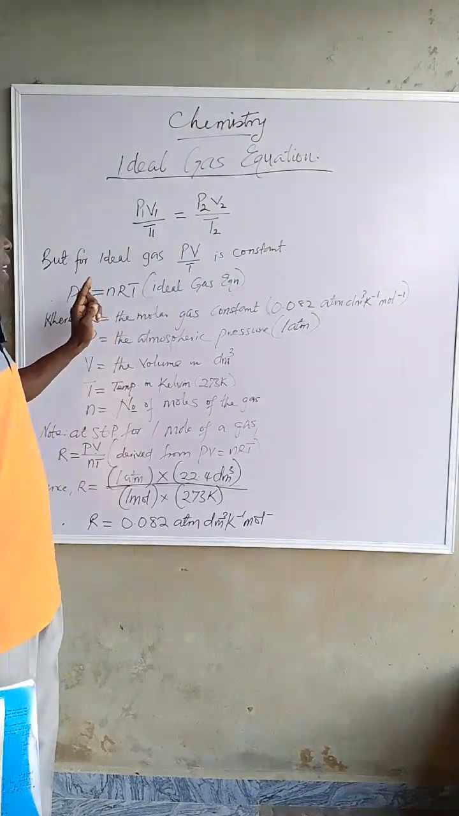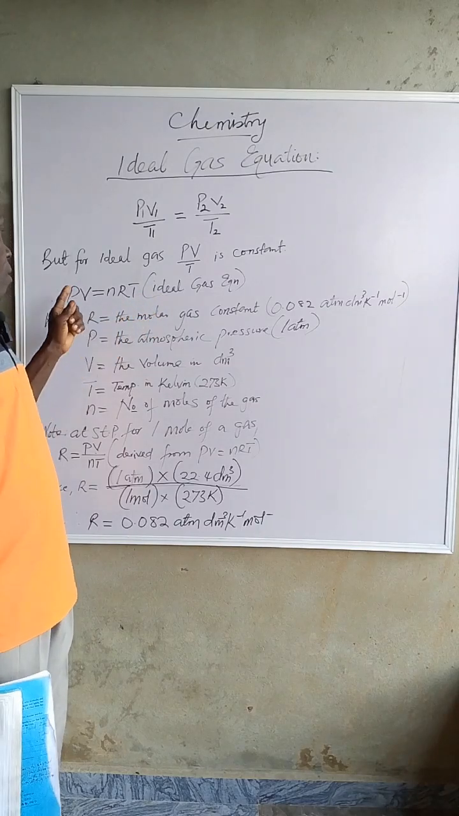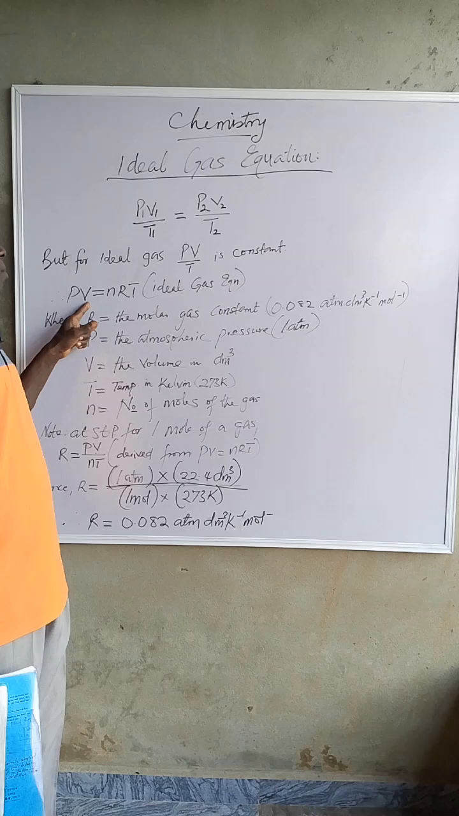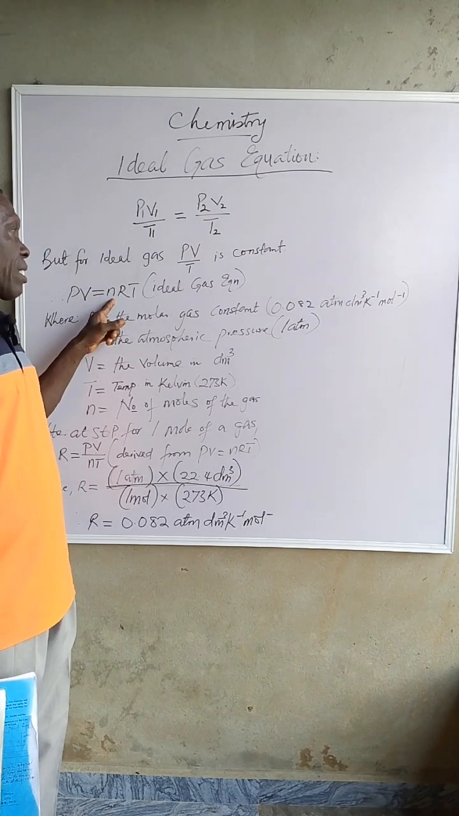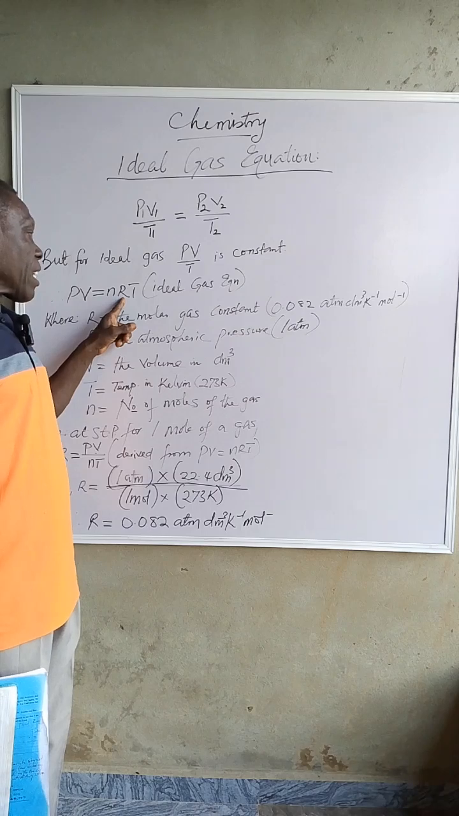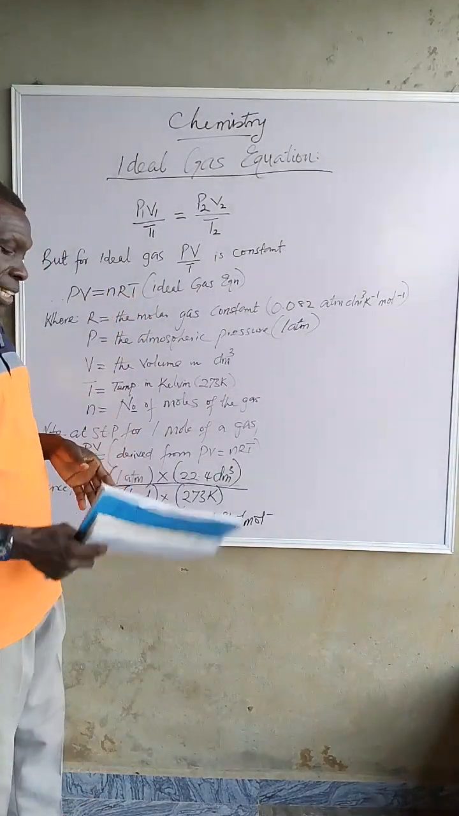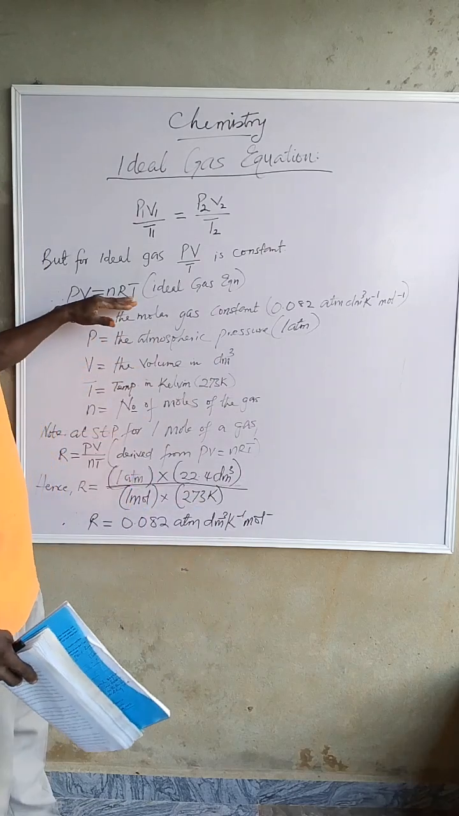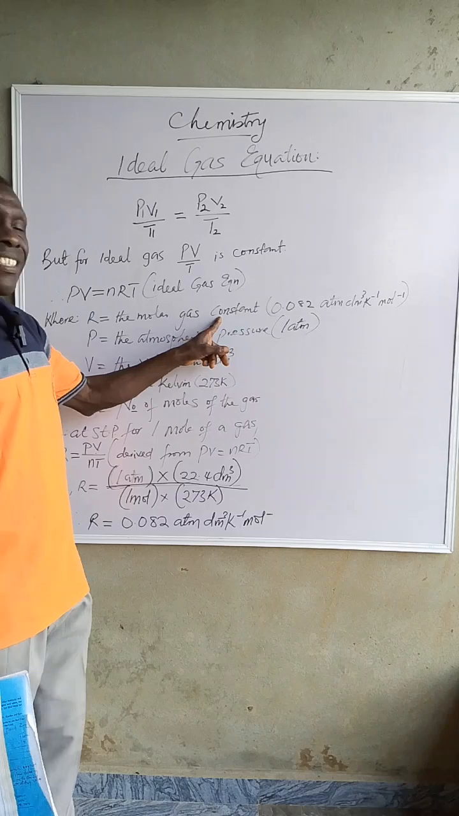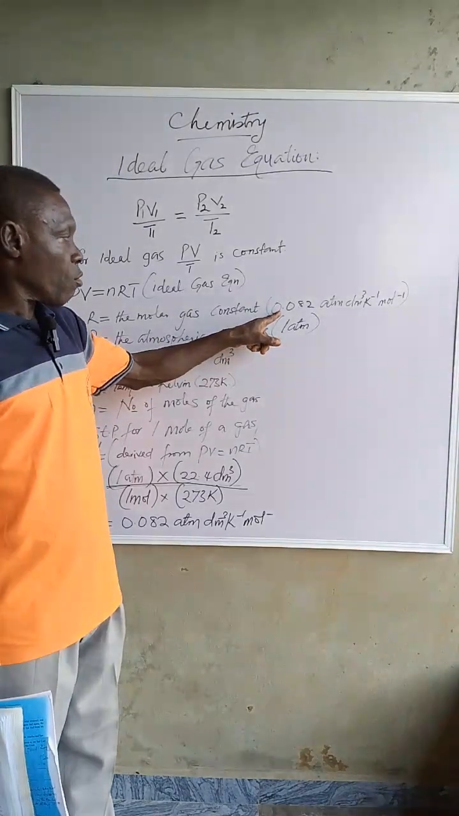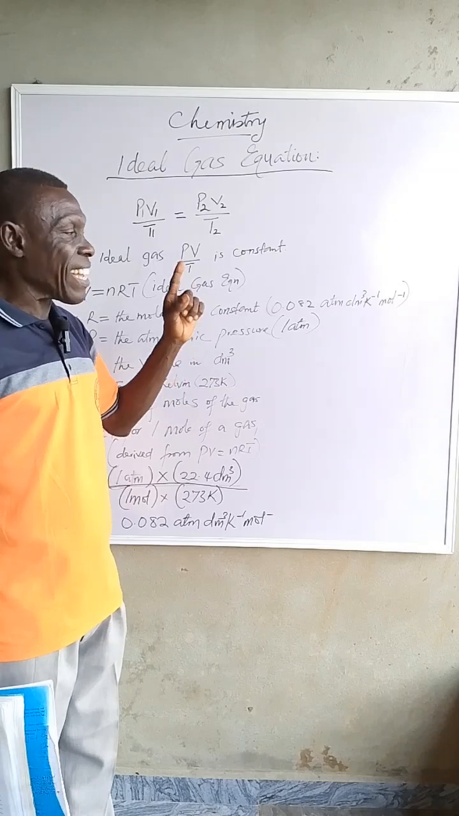So you can define the ideal gas equation by saying it is the product of pressure and volume equal to the product of the number of moles, the ideal gas molar constant, and the temperature. Now, when we break this down, R is the molar gas constant, and it has a value of 0.082 atmosphere dm cube per Kelvin per mole.